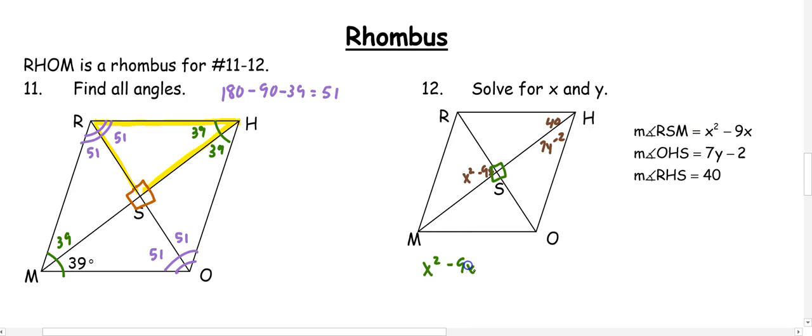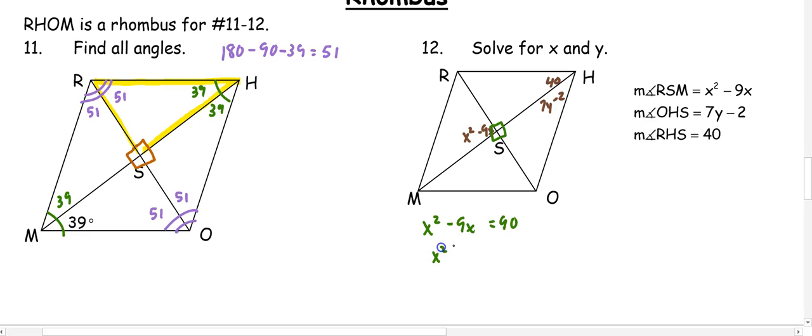So x squared minus 9x equals 90. We're going to subtract 90 from both sides, so x squared minus 9x minus 90 equals 0. So I need two numbers that multiply to negative 90 and add to negative 9. So we have x minus 15 and x plus 6. To get what x is equal to, we're going to switch our signs. And only one of those numbers works because it would make our angle positive.